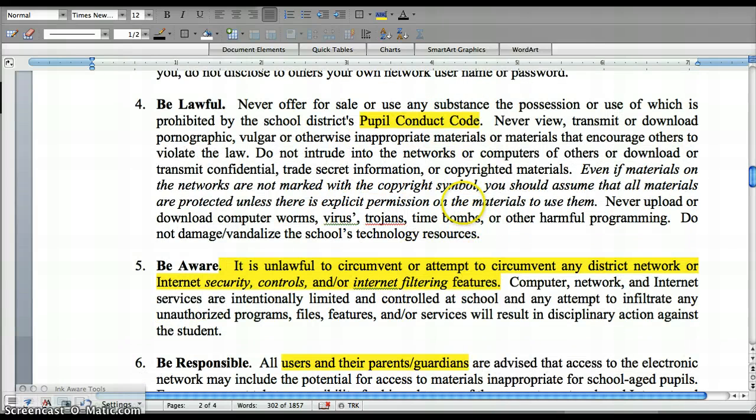This one down here: it is unlawful to circumvent or attempt to circumvent any district network or internet security controls and or internet filtering features. I mean, this is interesting because there are always students that have the ability, for example, our school does not allow the use of YouTube for students and staff. But students always find a way to get around it, and our IT guys are always trying to figure out how they got around it. So there are loopholes, even though there are security features set up.